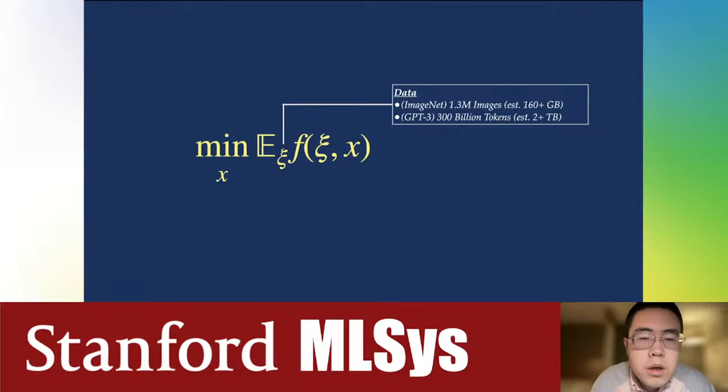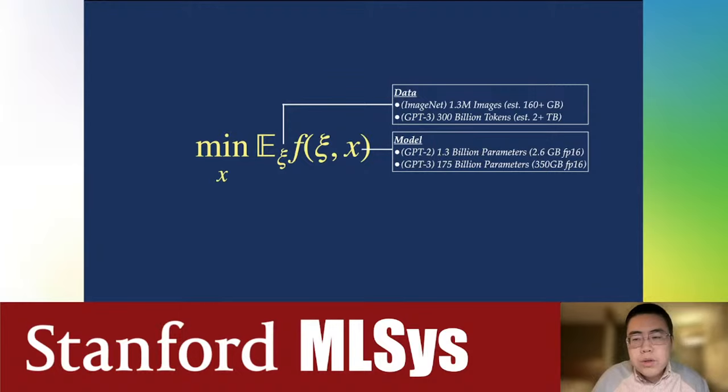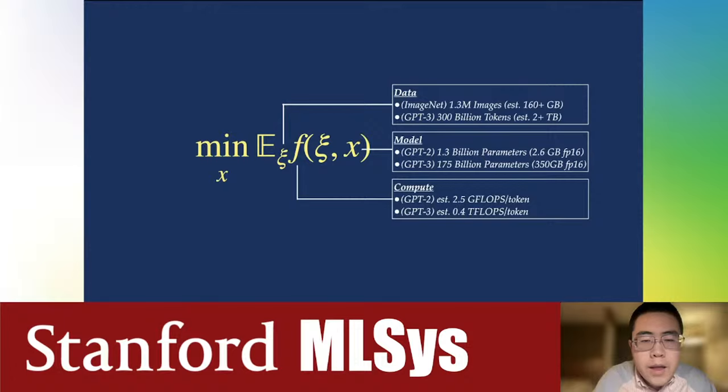The X part is your model. Depending on what model you are trying to train, it could be 2 gigabytes or 300 gigabytes, and so on. And the computation of the F function, which is a whole neural network, is also non-trivial. If you are doing a GPT-3 175 billion model, we need almost half a teraflop to process just one token during training. So this is the problem that we are dealing with.